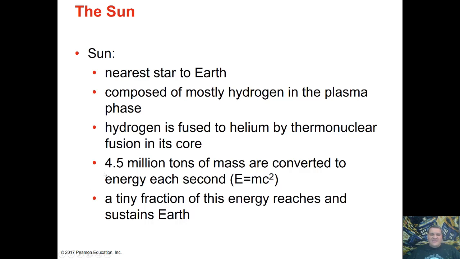So every second, the Sun actually converts 4.5 million tons of mass into energy. Now that is a very, very large number, but the Sun is even bigger. So what this means is, although technically the Sun is losing mass every second because it's radiating the energy away, we don't really notice that much of a change because of how massive the Sun is.